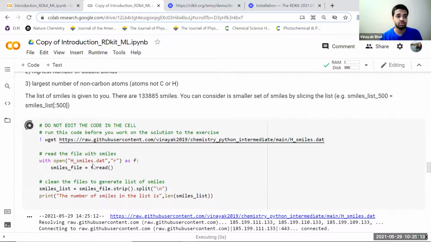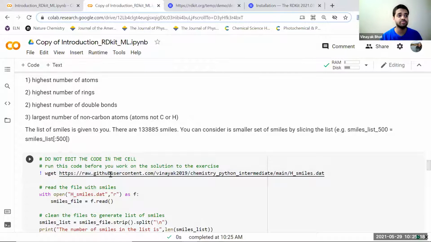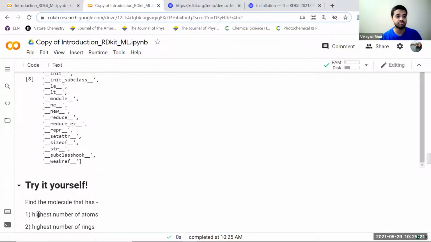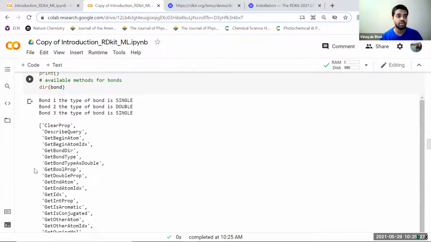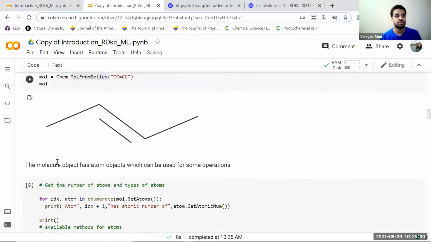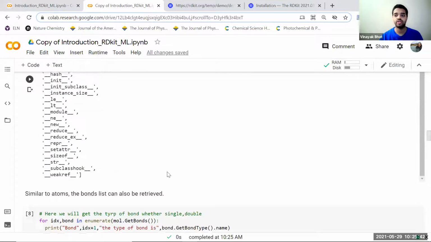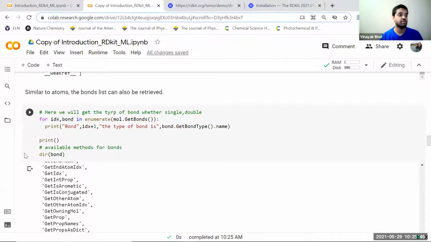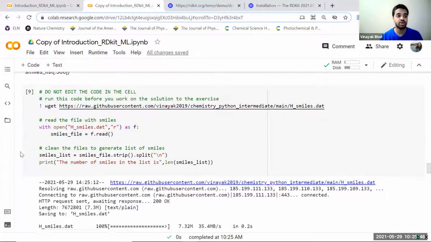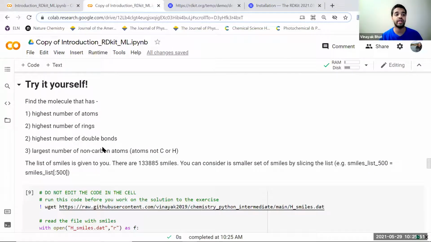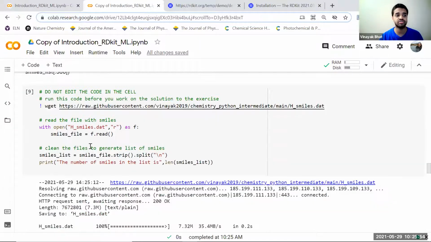And if you run this code, you'll be getting those smiles here, and you can start writing a code. At least try to get the molecule with the highest number of atoms. And how do we get that? You have mol.GetAtoms. You can also see how many atoms there are. If you look at dir of mol, you'll get many options in there, and get number of atoms is one of them. So you can run a for loop and see the molecule which has the highest number of atoms. At least go through the first part, it'll be a good exercise.